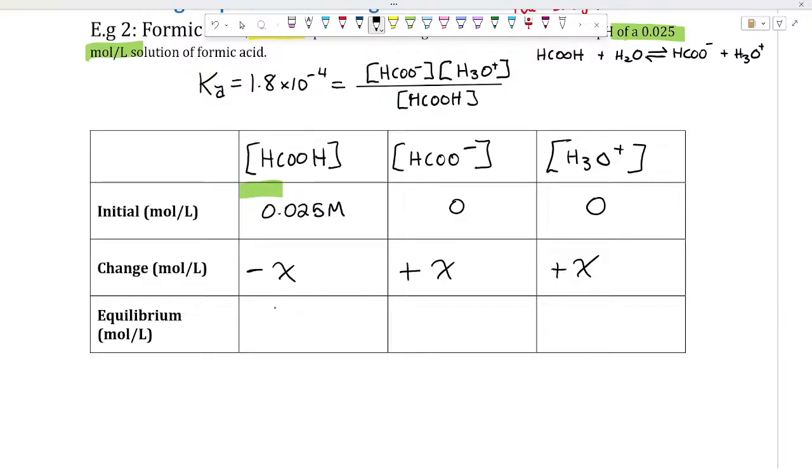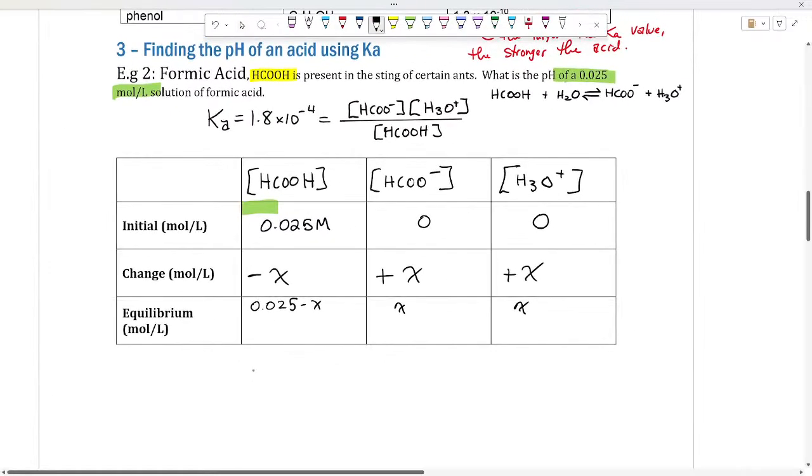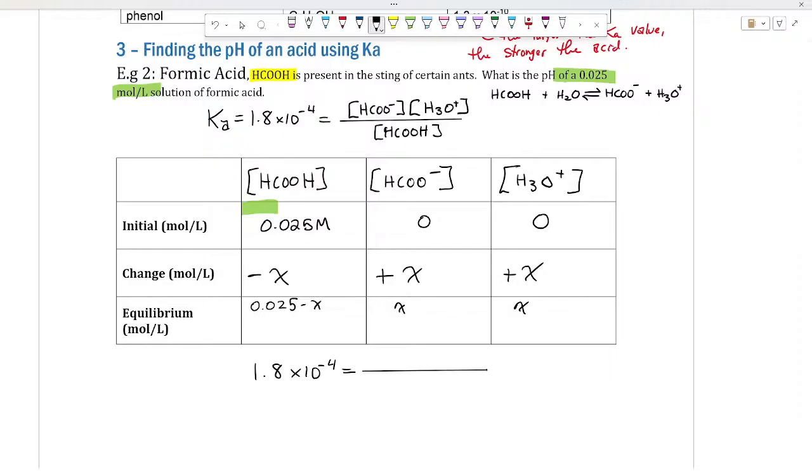So at equilibrium, what will be the concentration here? 0.025 minus x, and here, x and x. All right, we can put that into our equation on the top. 1.8 times 10 to the negative 4 equals, what goes on the top? X times x, and on the bottom?